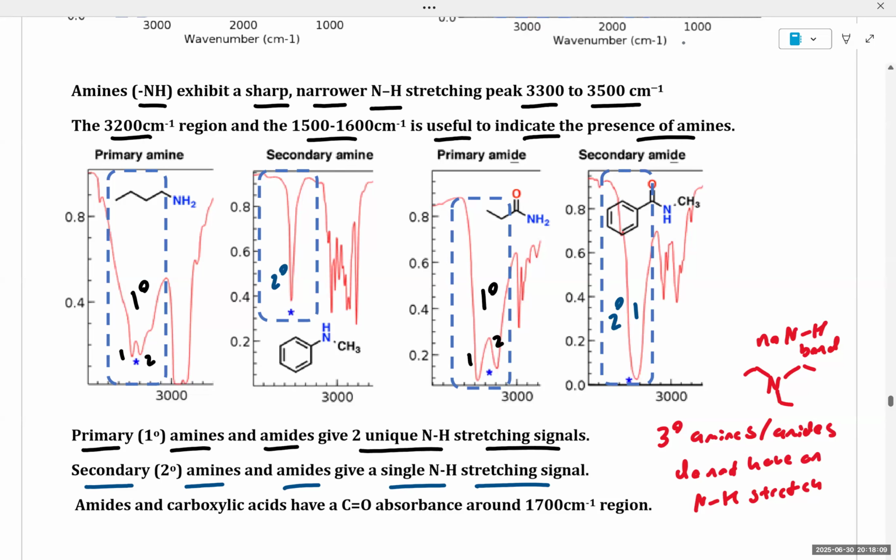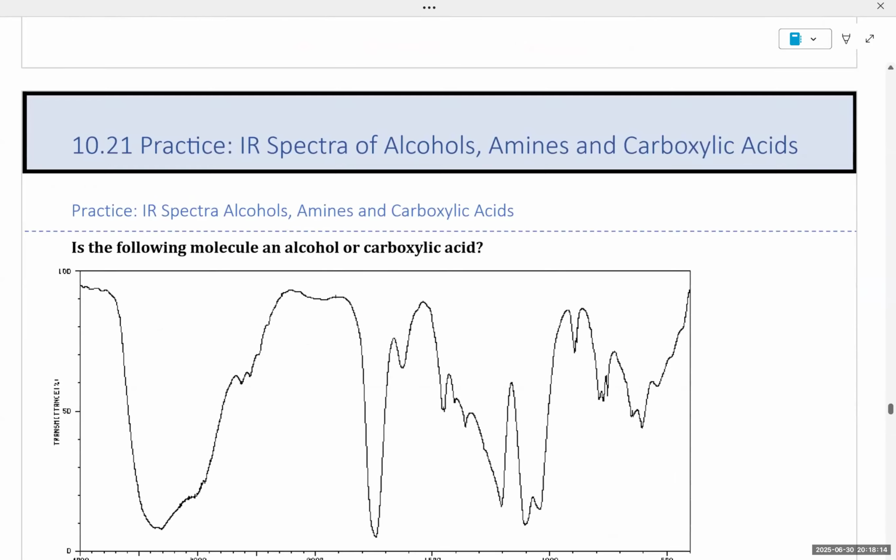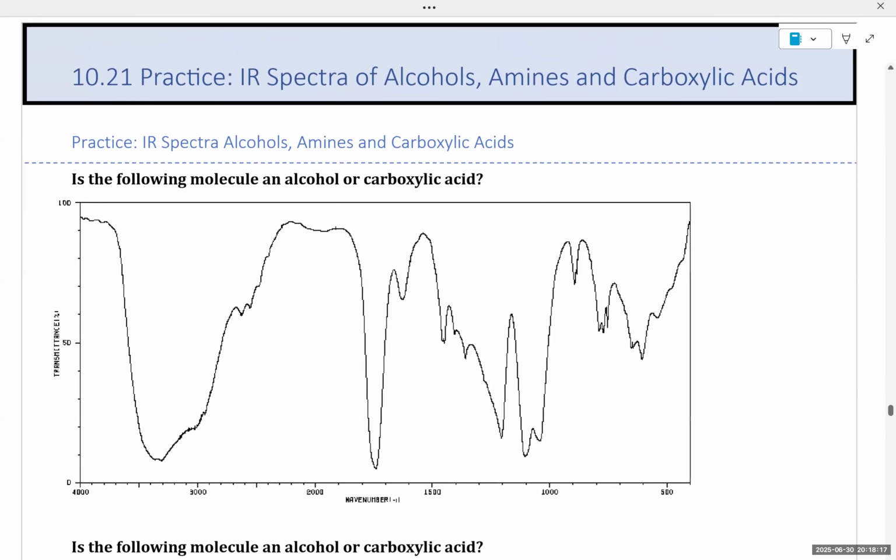Okay, so we talked about amines, amides, and carboxylic acids. Let's practice now, and I'd like you to tell me, in the following spectra, is the following molecule an alcohol or a carboxylic acid? So take a few moments, think about this very carefully, and then we'll discuss. So in this case, we see an OH stretch somewhere around 3,300 centimeters inverse, and I see this CO stretch at around 1,700 centimeters. So this, to me, looks like a carboxylic acid.